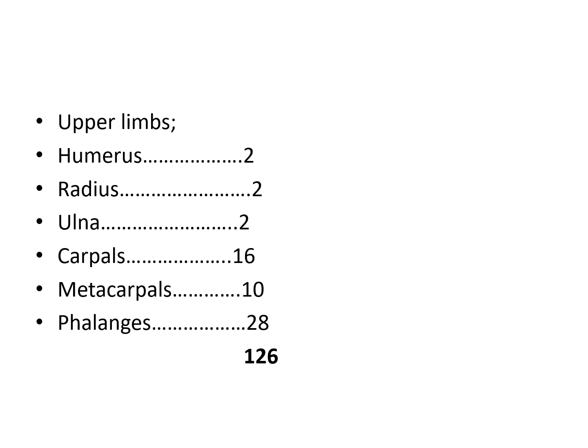Let's proceed to the bones of the upper limbs, where we have the humerus, there are 2. Radius, there are 2. Ulna, we have 2. Carpals, we have 16, because there are 8 on each side. Metacarpals are 10, 5 on each side, and phalanges are 28, 14 on each side. This all together makes a total of 126 bones of the appendicular skeleton.